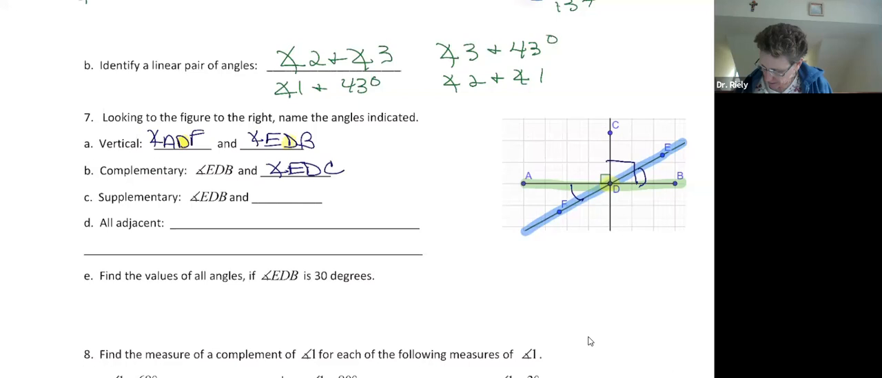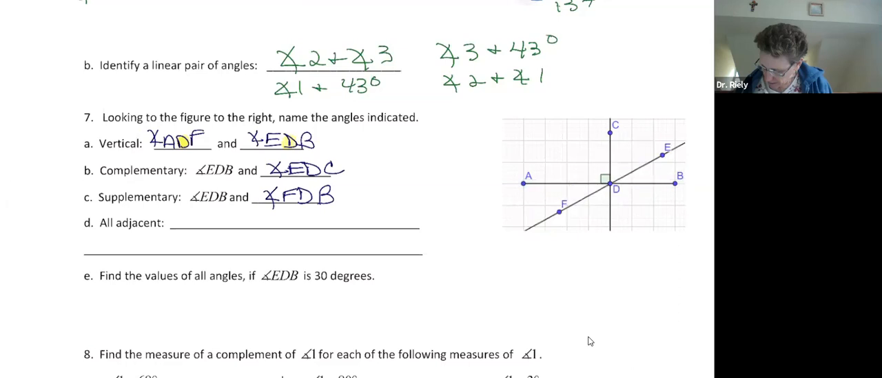Okay, supplementary. Supplementary means they add up to 180 degrees. And they have to be on a straight line if they're going to add to 180. So let's look at this. EDB, same angle. What is that on a straight line with? I think we have to go with the bottom line. So that's on a straight line with FDB. So let me erase some of my colors here.